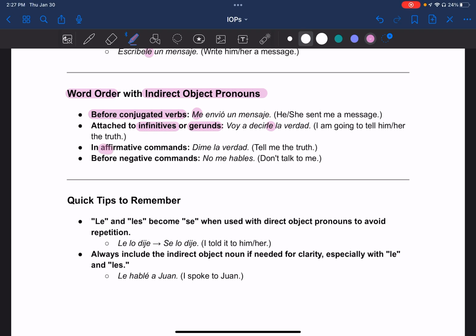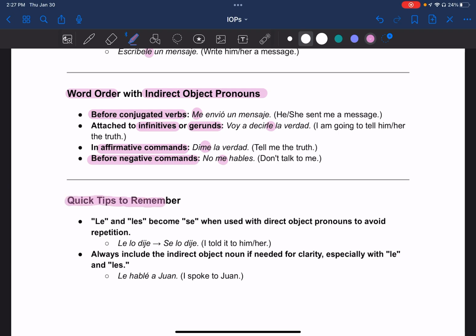We can also use it in affirmative commands that's attached. Dime la verdad. Di is the affirmative command, and we attach it to the end. And we can use it before negative commands. No me hables. Notice that it goes before the conjugated verb, but after the no there.